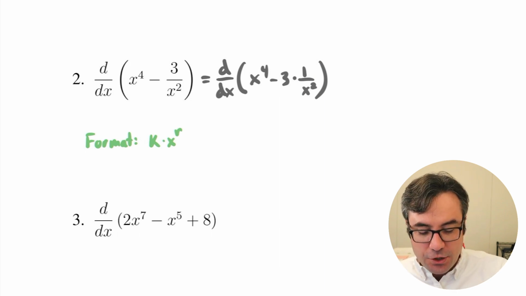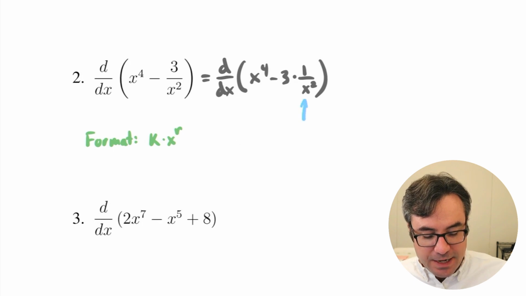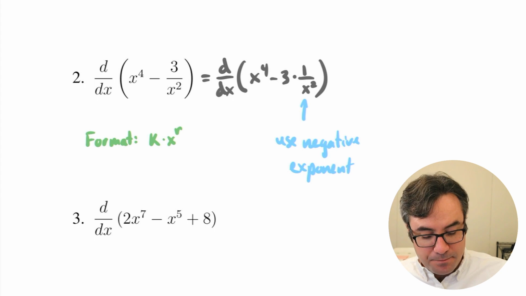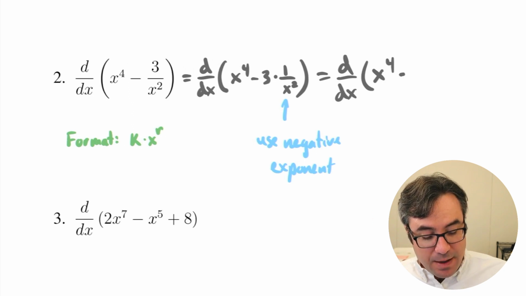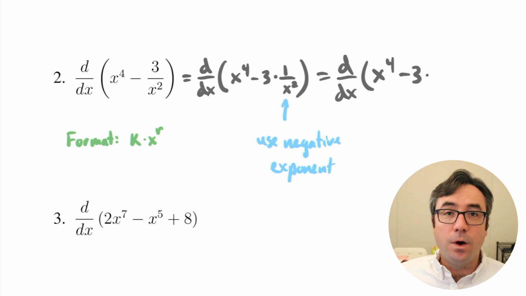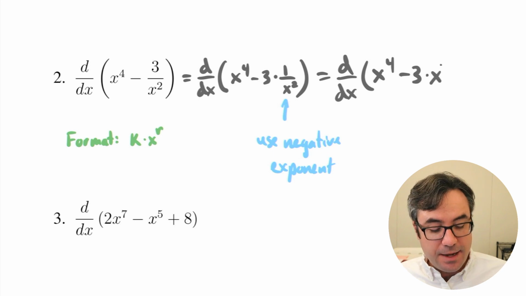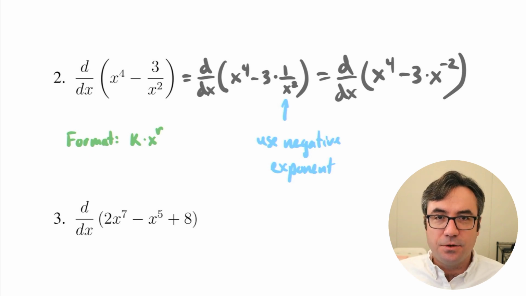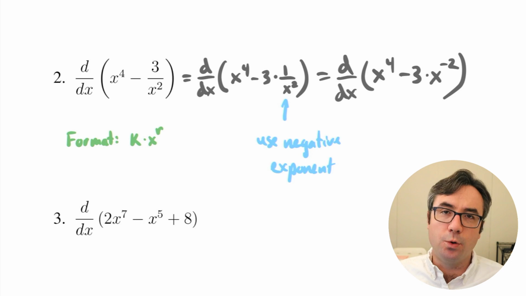So the next thing we could do is use a negative exponent. And I would rewrite that as what? Well, we're going to have that x to the 4th still. We're still going to have that minus 3. And then instead of 1 over x squared, I'm going to rewrite that as x raised to the minus 2. And now that's a good format for doing some power rule.